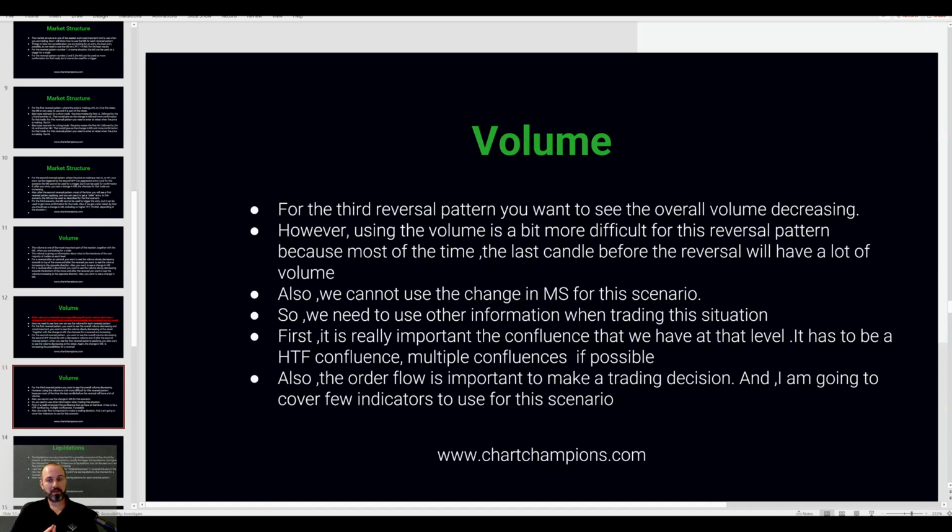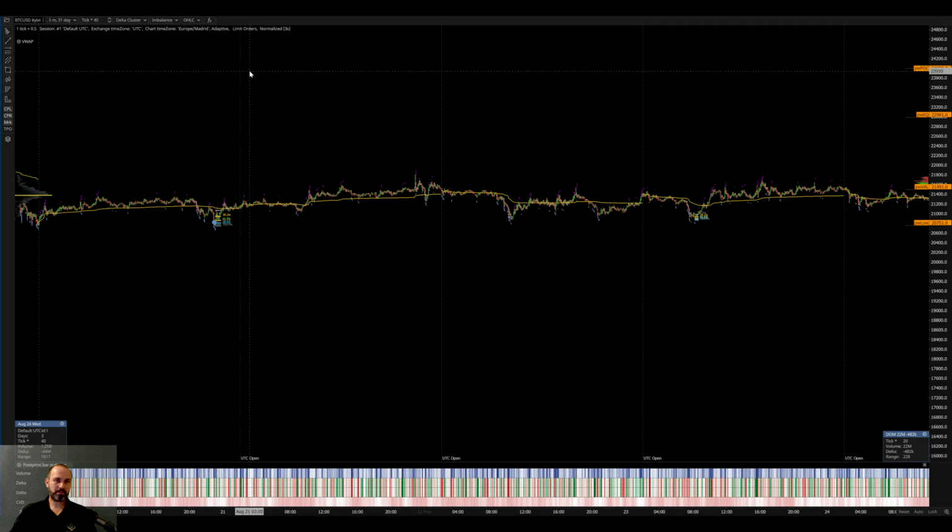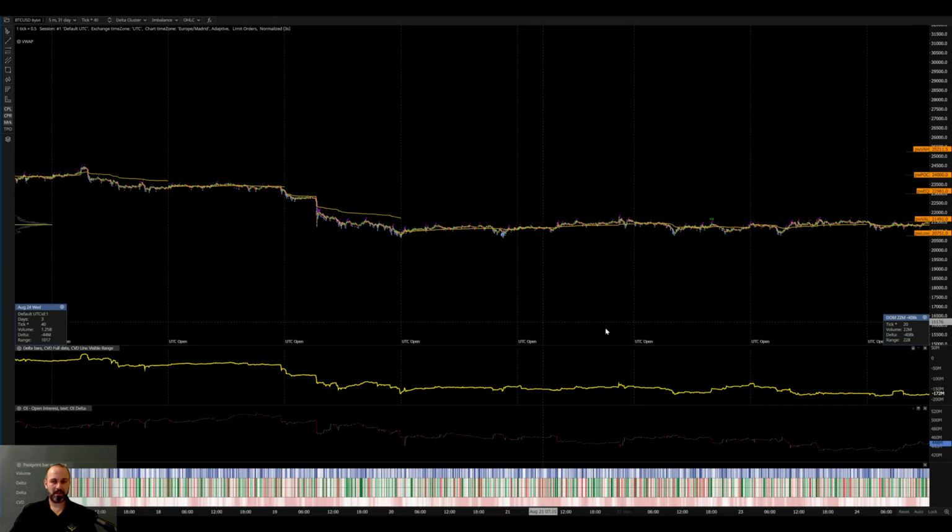First, it is really important the confluence that we have at that level. It has to be a high time frame confluence, multiple confluences if possible. Also, the order flow is important to make a trading decision. And I'm going to cover a few indicators that can actually be used for this scenario. So let's get back to the chart for this reversal pattern, right?